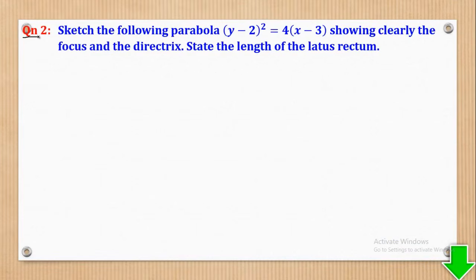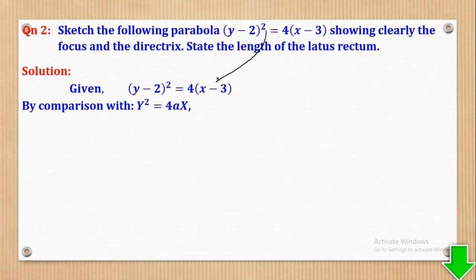Then question 2. Those are the basics, but we shall go through a number of questions for you to master the concepts. Question 2 says, sketch the following parabola, showing clearly the focus and directrix, and state the length of the latus rectum. The first thing to do is to copy the equation of the parabola, which is given. Then next is to get the value of a. That value of a is very vital when we are sketching. By comparison, this one is equal to this, and then we come up with a being equal to 1.